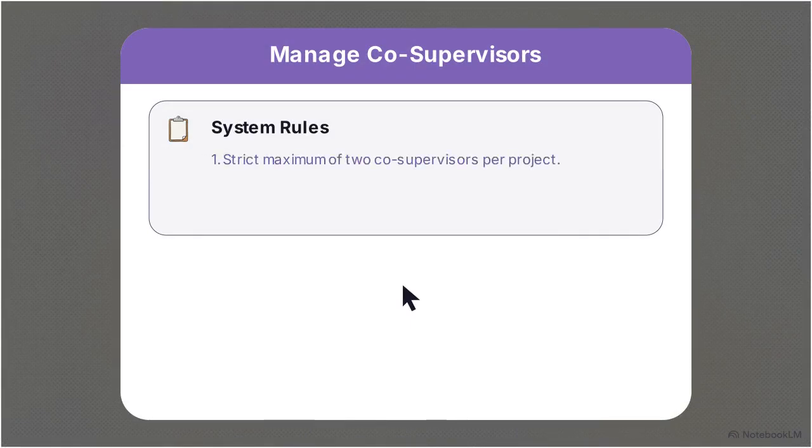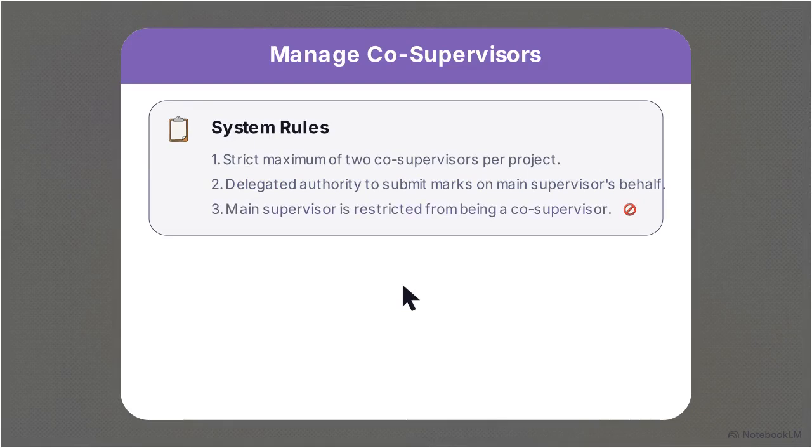First, the system enforces a strict maximum of 2 co-supervisors per project. Second, assigned co-supervisors are granted delegated authority to submit marks on the main supervisor's behalf. Third, the main supervisor is restricted and cannot be added as their own co-supervisor.